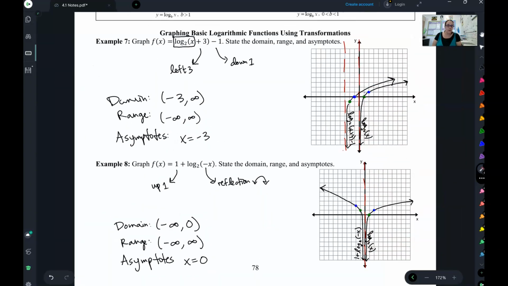So now that you have all that, you should be pros at graphing logarithms. That means we are done with lesson 4.1. In lesson 4.2, we'll do exponentials and logarithms in a little more depth.